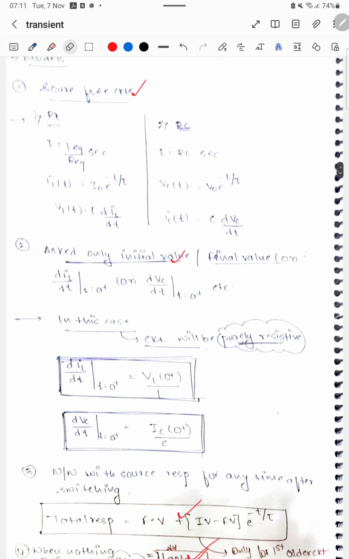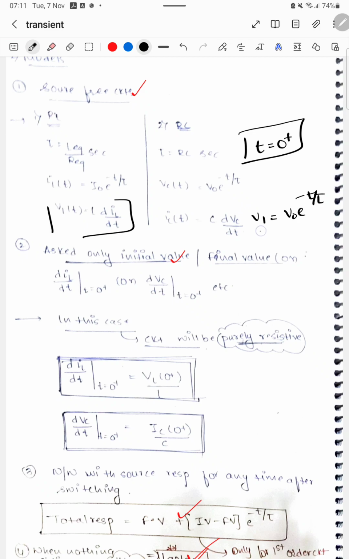If it is a source free circuit, meaning there is no source after switching at t equals 0 plus, no source is there at that point, then vC is nothing but V0 e to the power minus t by tau, and iL will be I0 e to the power minus t by tau.